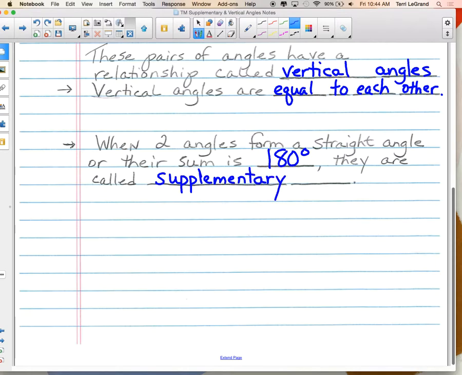Kind of a long word. Make sure you spell it right. You can do it. Supplementary angles. They have that relationship. So side-by-side angles that form a straight angle are called what? Supplementary. Yes, they're called supplementary.